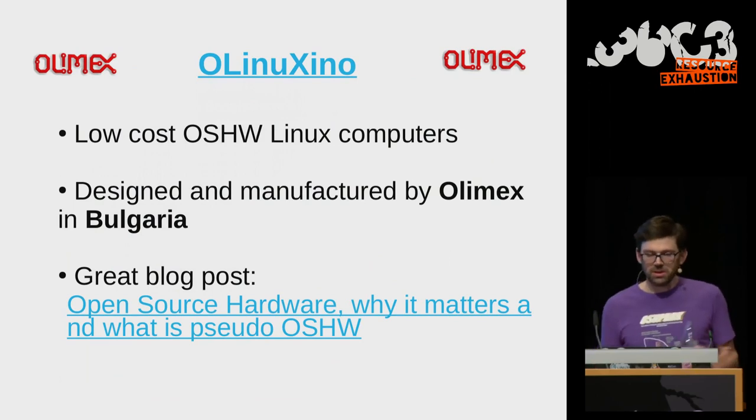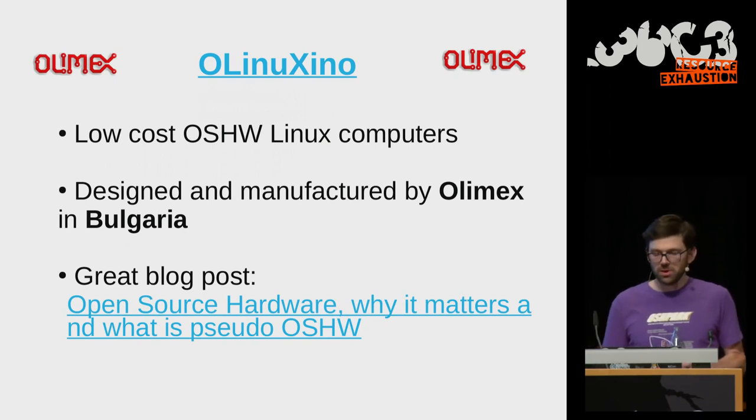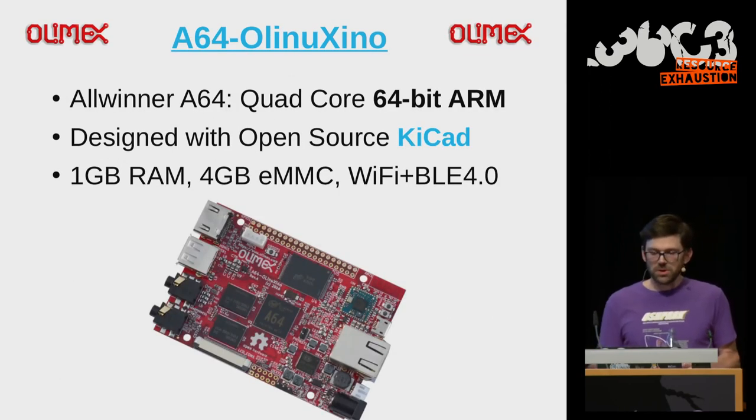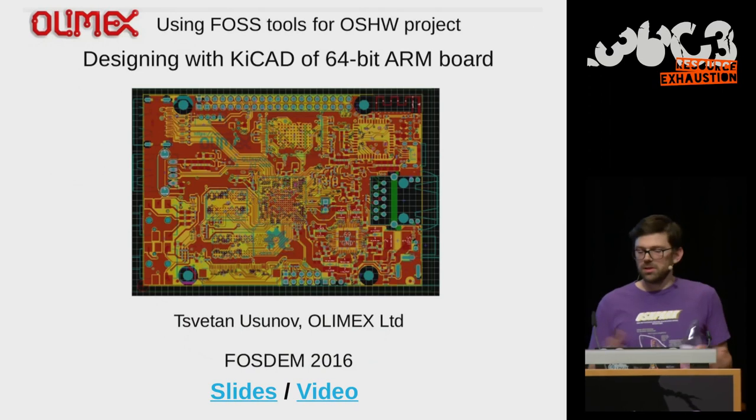So I wanted to mention Olimex. We're here in Europe, and in Bulgaria is one of the best open hardware companies, in my opinion. They have a line of open source hardware Linux computers called the OLinuXino. The person behind Olimex, Tsvetan, has a great blog post about open source hardware and why it matters to them. A few years ago, they wanted to create a 64-bit ARM board that was completely open source and designed in KiCad, which is free, open source circuit design software. And Tsvetan gave a nice talk at FOSDEM a few years ago about the process of them switching from their proprietary CAD software over to KiCad and designing this open source hardware board.